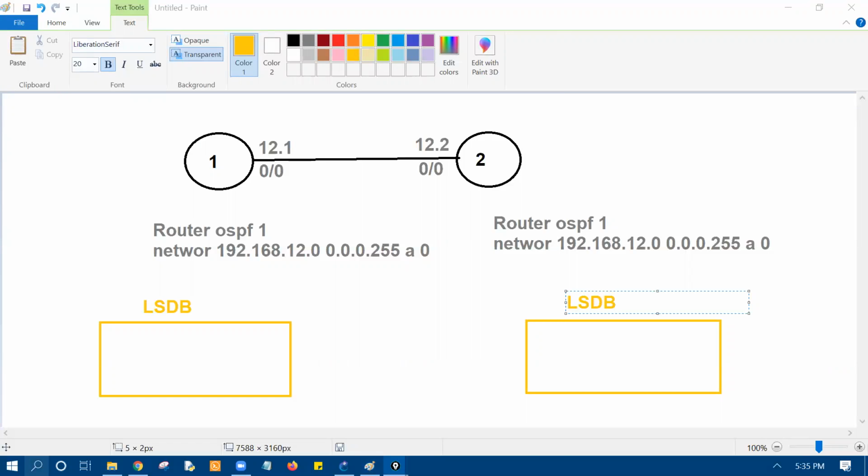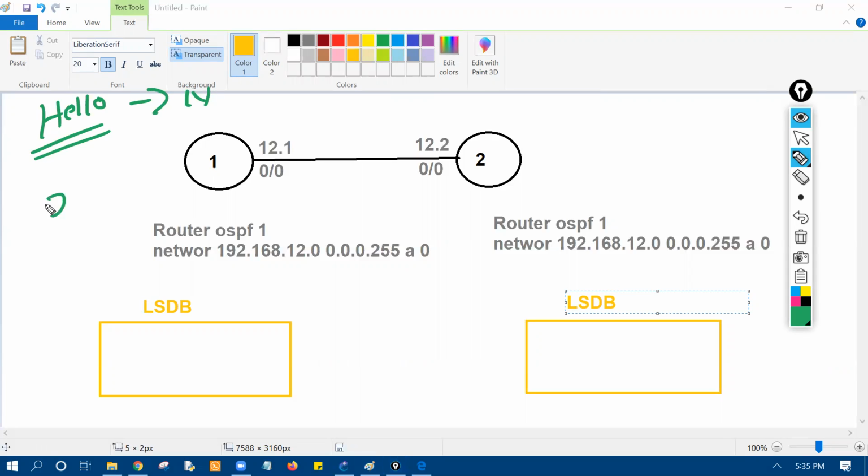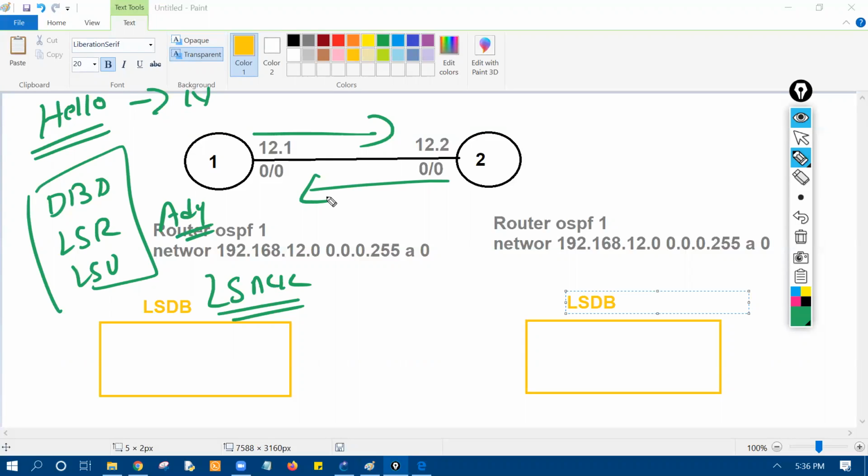So we have seen that we have a hello packet, then a DBD packet, then an LSR (link state request), an LSU (link state update), and the link state acknowledge. The hello packet is used to form the neighborship, and the DBD packet, LSR request, and LSU are going to form the adjacency. The acknowledge packet represents that whenever your router sends the LSU packet, router 2 will acknowledge it. That's the meaning of LS acknowledge. It just represents that it's a reliable protocol.